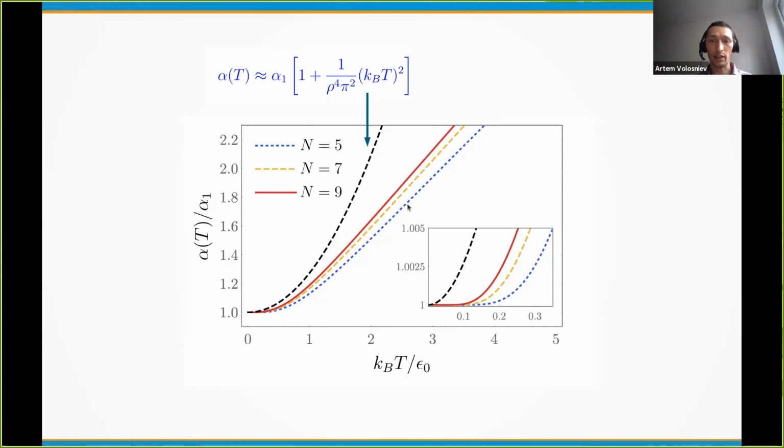All right, and here in this figure, I basically show how it converges with the number of particles. So for 5, 7, it's pretty far from thermodynamic limit, but not that far, okay. And here it's a function of temperature, and I measure temperature in the units of energy per particle.